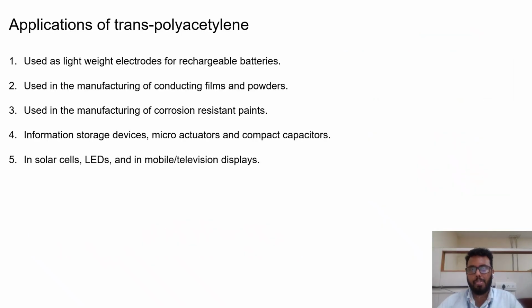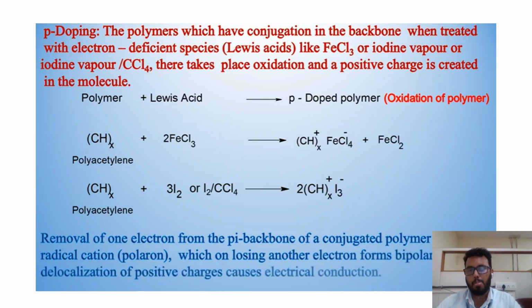Applications of trans polyacetylene: it is used as lightweight electrodes for rechargeable batteries, in the manufacture of conducting films and powder, in the manufacturing of corrosion resistant paints, and also in storage devices. Since it is conducting, energy storage devices are also utilizing trans polyacetylene, micro actuators, compact capacitors, and even solar cells, LEDs, and mobile television displays.